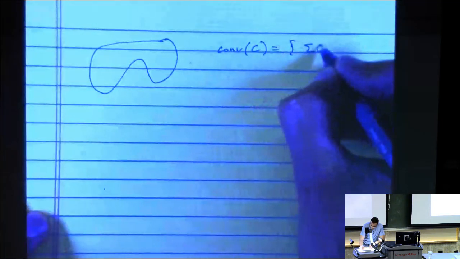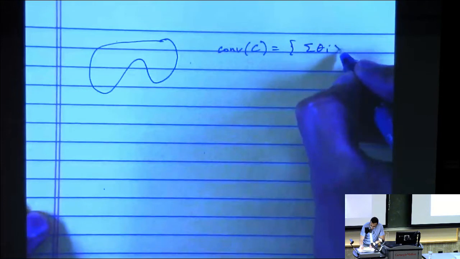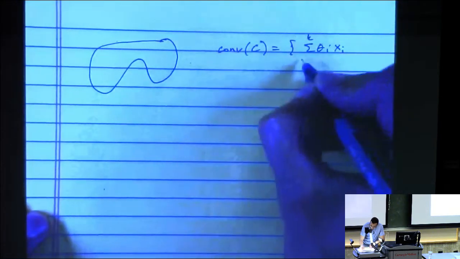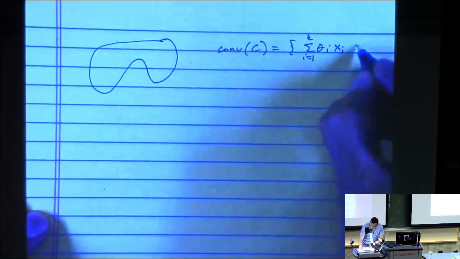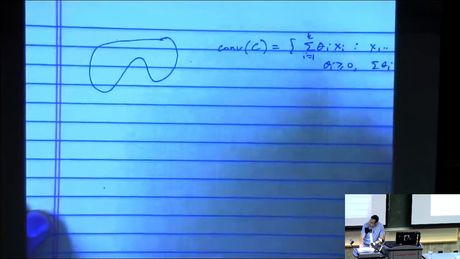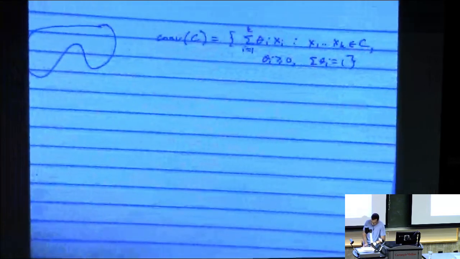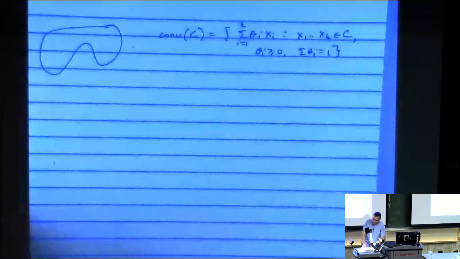okay, formally, the convex hull of a set C, just based on what we just said, it's the sum of theta i xi, i equals 1 to k, such that x1 through xk are in the set C, right? And these theta i's are non-negative, and they add up to 1. So pick any set of k points for any k, really. Take their convex combination. All those points go in the convex hull.